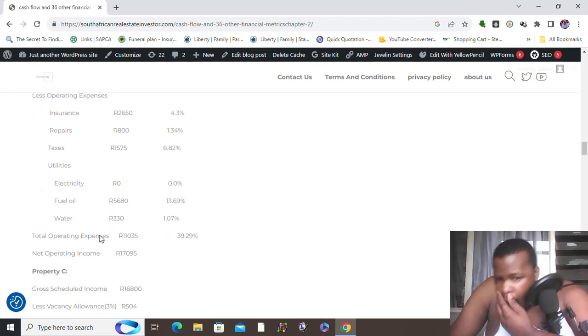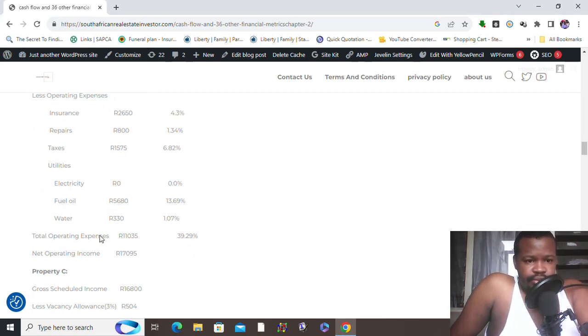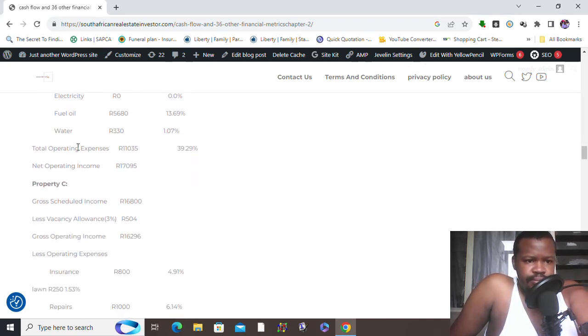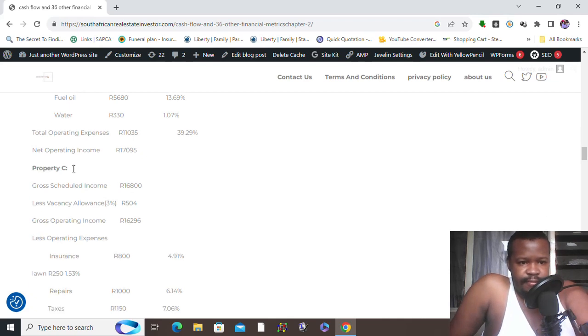Water, which is 330 Rand, which is 1.07%, where the total operating expenses are 11,035, which are 39.29%. Then NOI, net operating income, being 17,095.